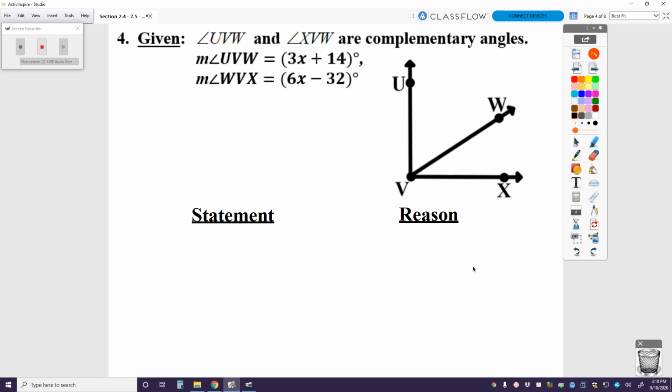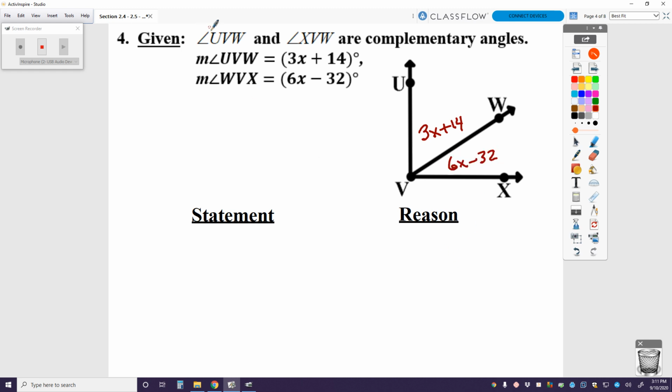Number 4. Angle UVW and angle XVW are complementary angles. So they're saying UVW, this angle, and XVW, that angle, are complementary. Just like in the last problem, we're given a vocabulary word, complementary angles, and we need to talk about what that means mathematically or geometrically. We have to define what complementary angles mean. And then we're also given some values here, so I'll just pop these in. UVW is 3x plus 14, and WVX is 6x minus 32.